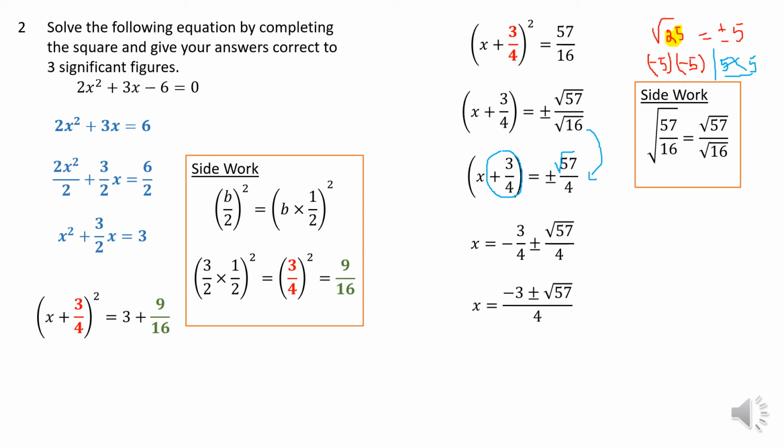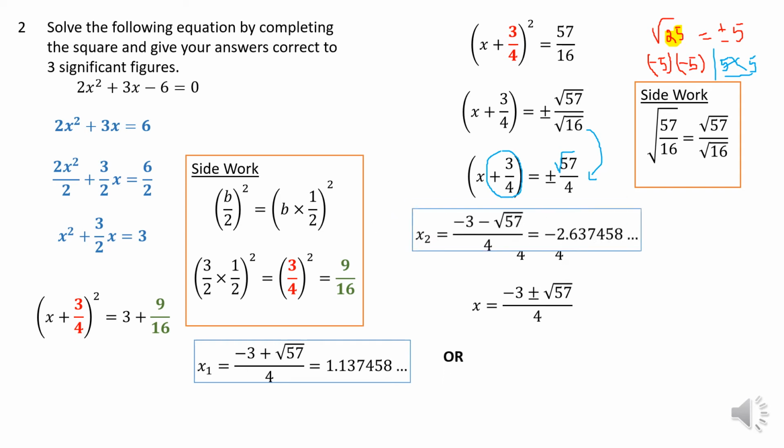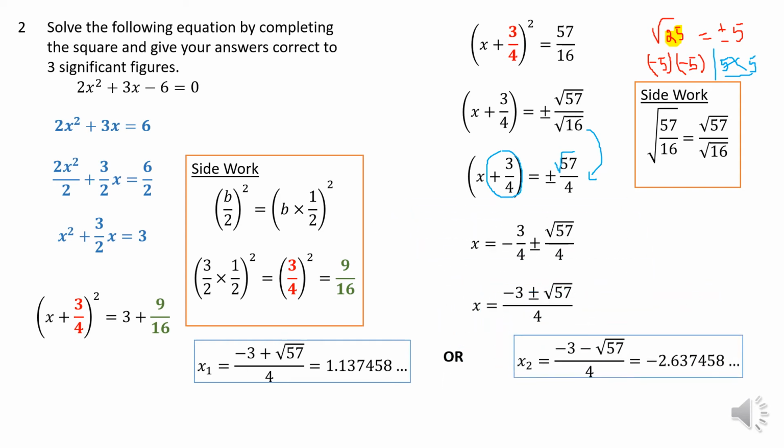And this is what you're going to get on your calculators. One answer will be positive, the square root of 57. And the other one will be minus the square root of 57 as two possible answers. All right. So one answer here. Now, if I have to give this answer correct to three significant figures, remember significant figure is the first non-zero digit. The first answer will be 1.14 correct to three significant figure, and the second one will be negative 2.67.